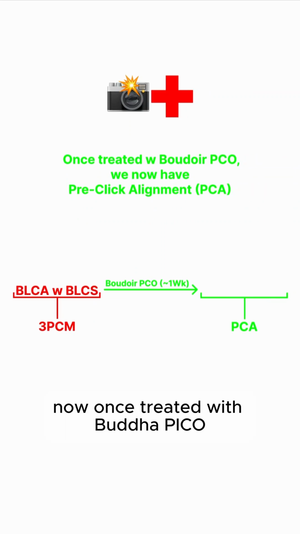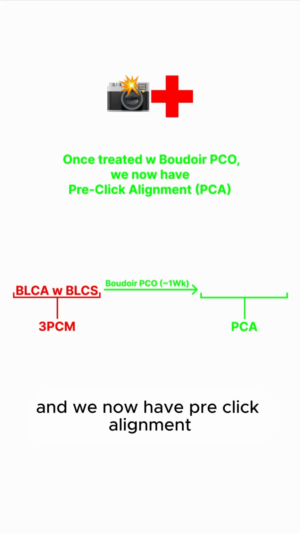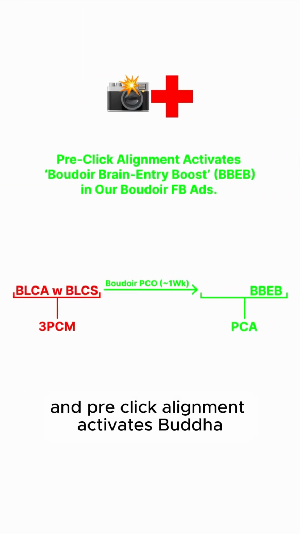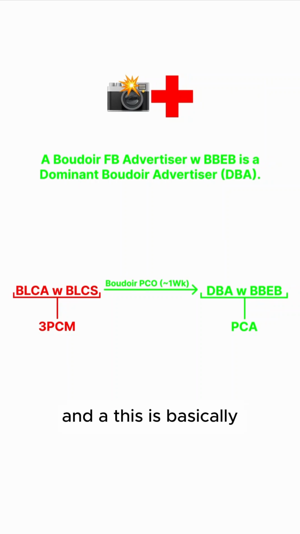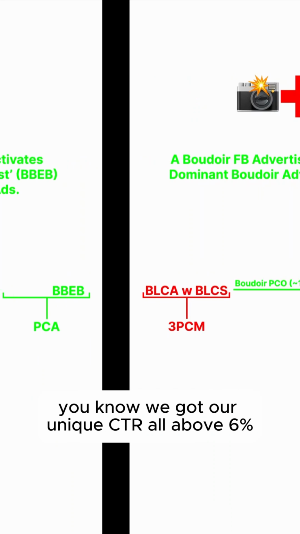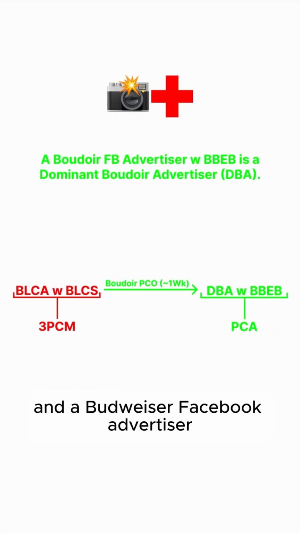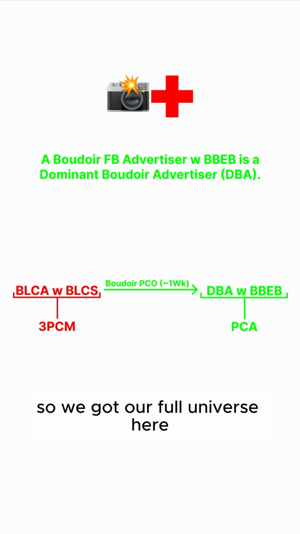Now, once treated with Boudoir Pico, we now have pre-click alignment. So we get rid of the 3 pre-click mistakes, and we now have pre-click alignment. And pre-click alignment activates Boudoir brain entry boost in our Boudoir Facebook ads. And this is basically, we've got our unique CTR all above 6%. And a Boudoir Facebook advertiser with Boudoir brain entry boost is a dominant Boudoir advertiser, a DBA.